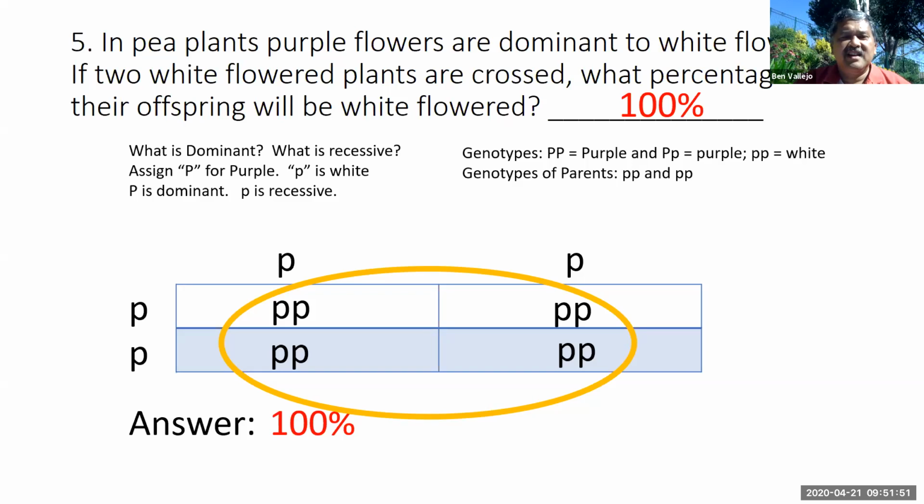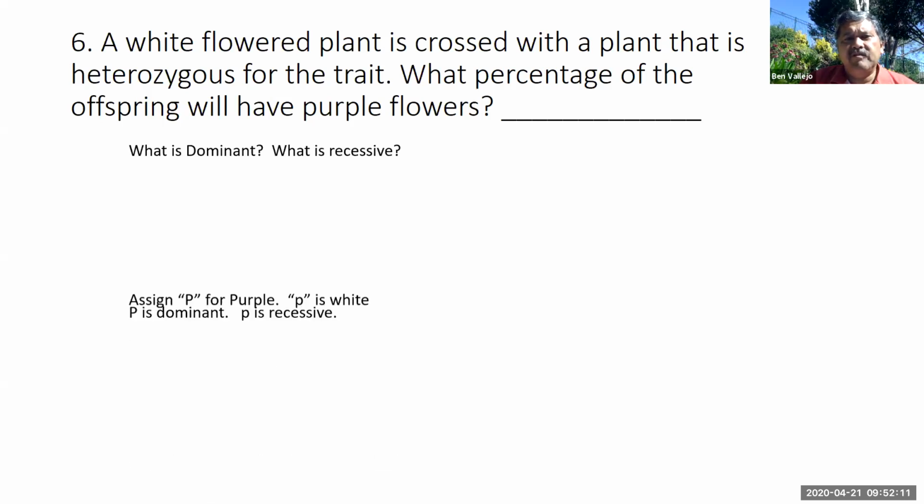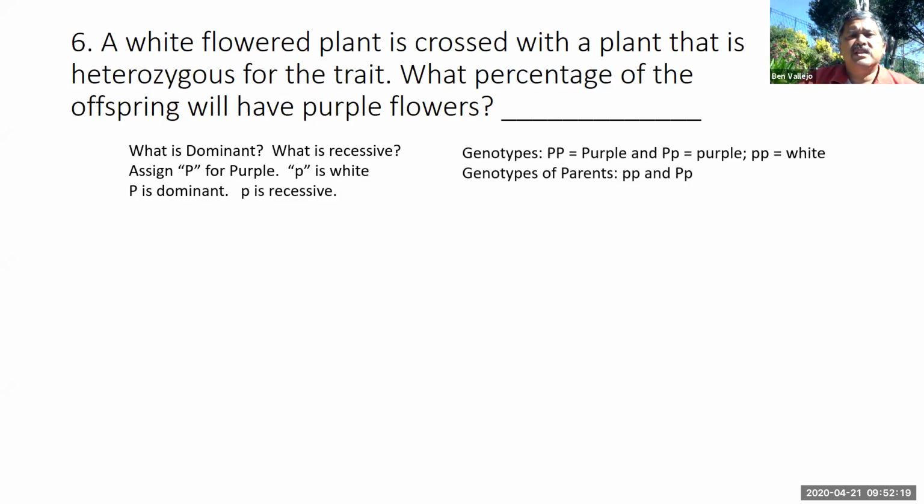Okay, question number 6. On question number 6, what we have is a white flowered plant crossed with a plant that is heterozygous for the trait, that is to say, the flower color trait. What percentage of the offspring will have purple flowers? The letters and dominant and recessive are the same as in the previous questions. We know that big P is purple and little p is white. For this question, the parents are a white flowered plant, which is little p, little p, and a plant that is heterozygous, hetero meaning different, big P, little p. So there's the genotypes of the parents.